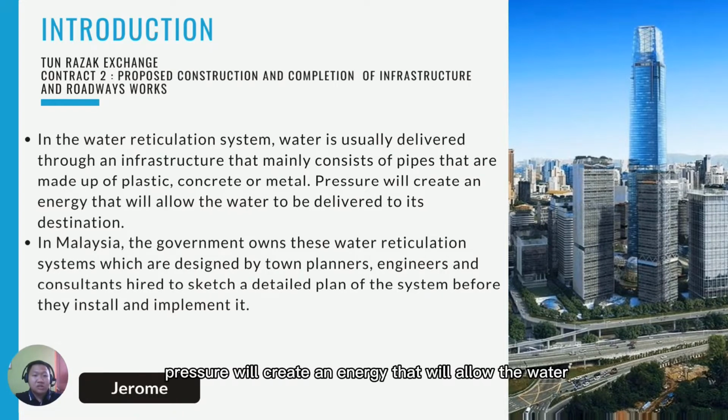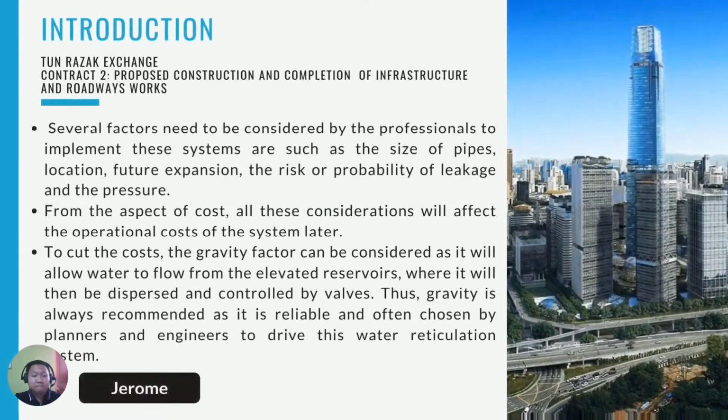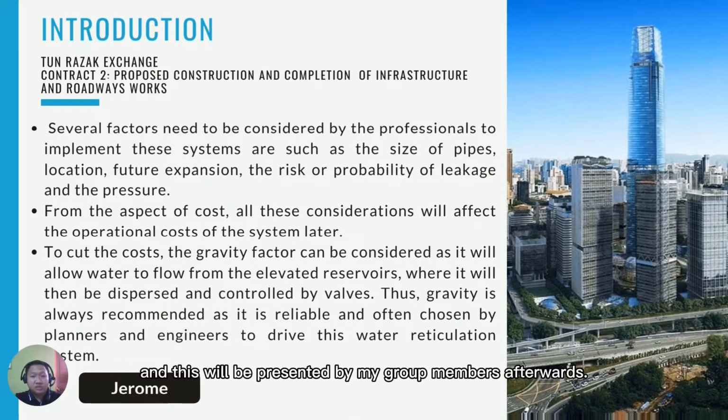Pressure will create an energy that will allow the water to be delivered to its destination. Here in Malaysia, the government owns these water reticulation systems, which are designed by town planners, engineers, and consultants hired to sketch a detailed plan of the system before they can install and implement it. Several factors need to be considered by the professionals to implement those systems, such as the size of pipes, location, future expansion, the risk and probability of leakage, and also the pressure. And this will be presented by my group members afterwards.